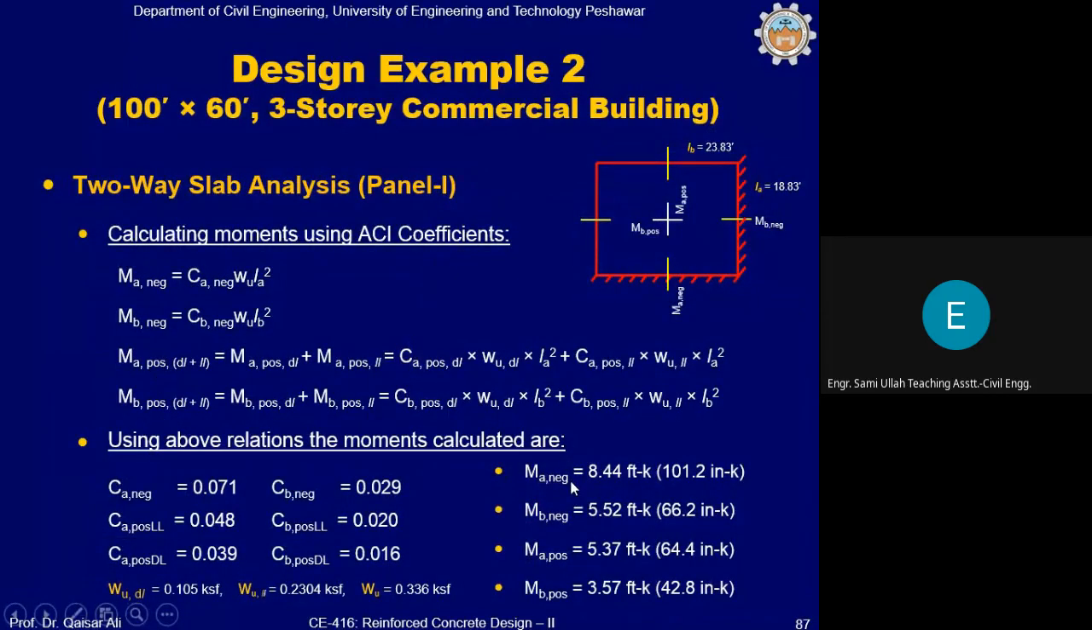So from these we can calculate the moments. These are the moment values. MA negative 8.44 foot kip. MB negative is 5.52 foot kip. MA positive 5.37 and MB positive 3.57.